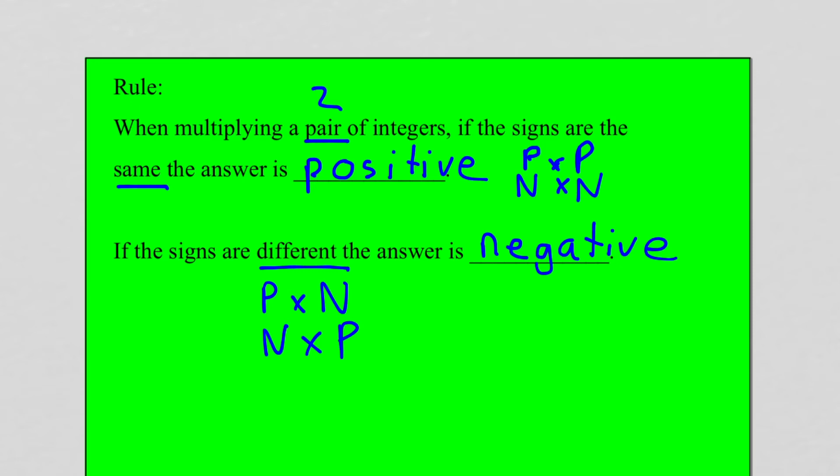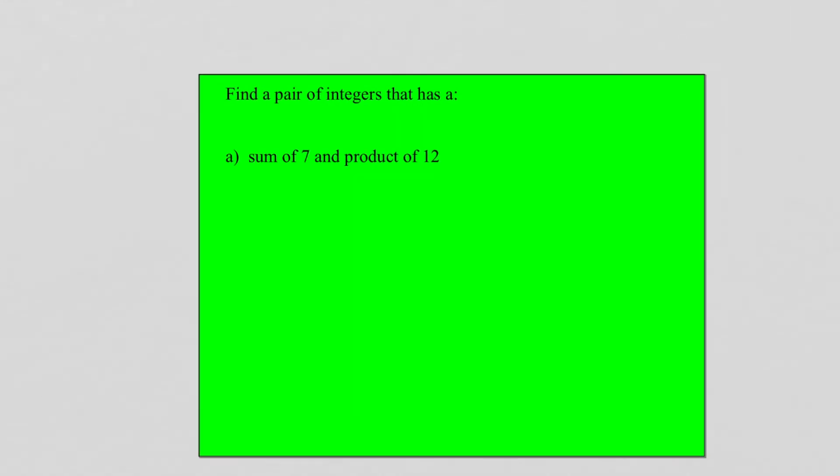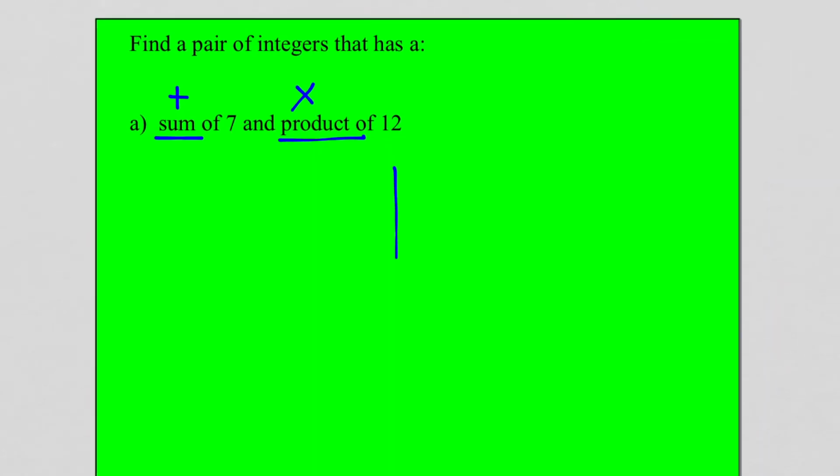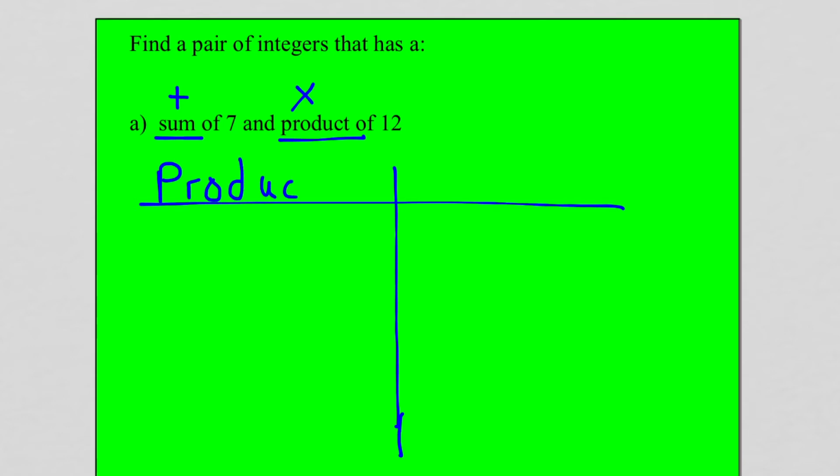And the last thing I wanted to do was a little problem solving with integers. So this says, find a pair of integers that has a sum of 7 and a product of 12. Now, sum means add. Product means multiply. So this can be a situation where I can guess and check. Now, when I do this type of situation, it's always smarter to guess the product first, the multiplying first, and the adding second, because there's way fewer numbers that multiply to 12 compared to numbers that add to 7.